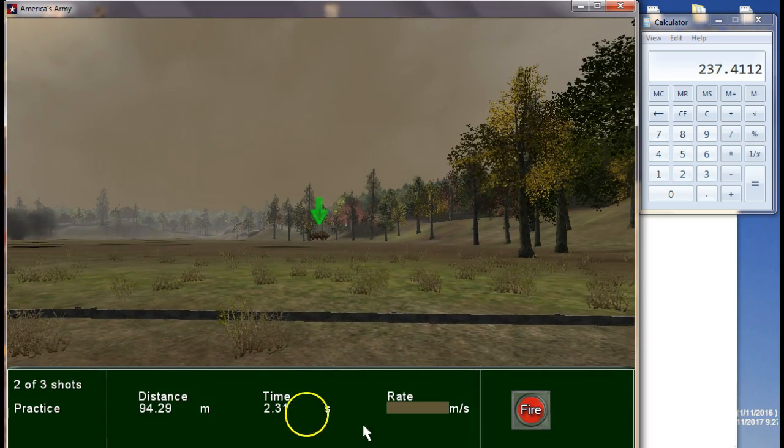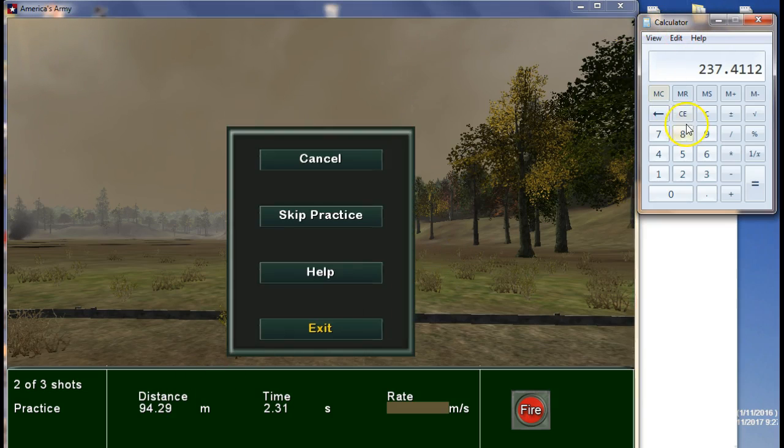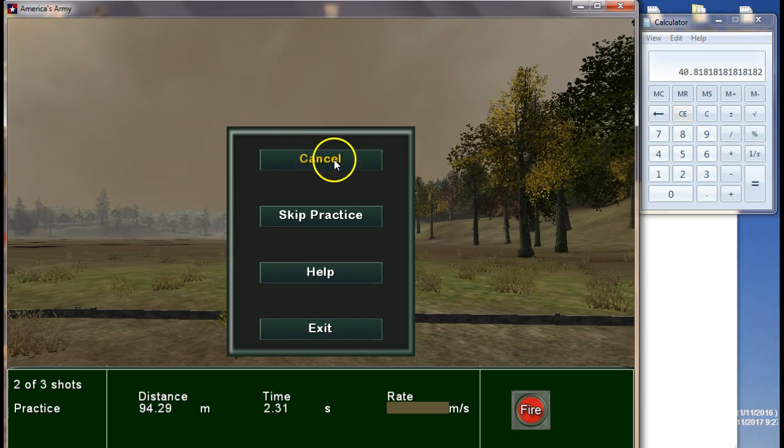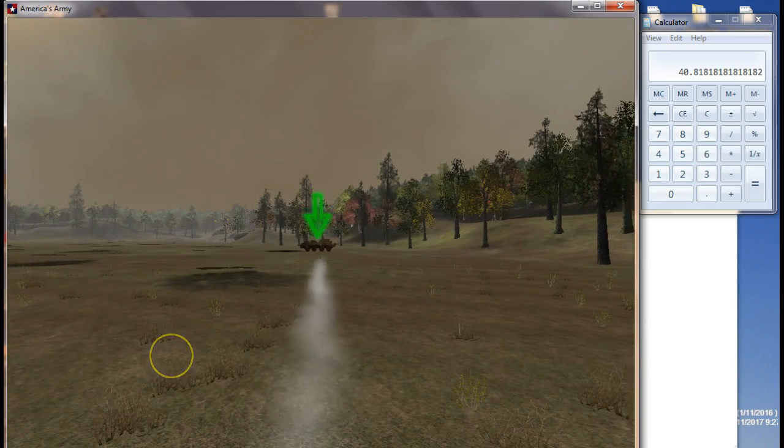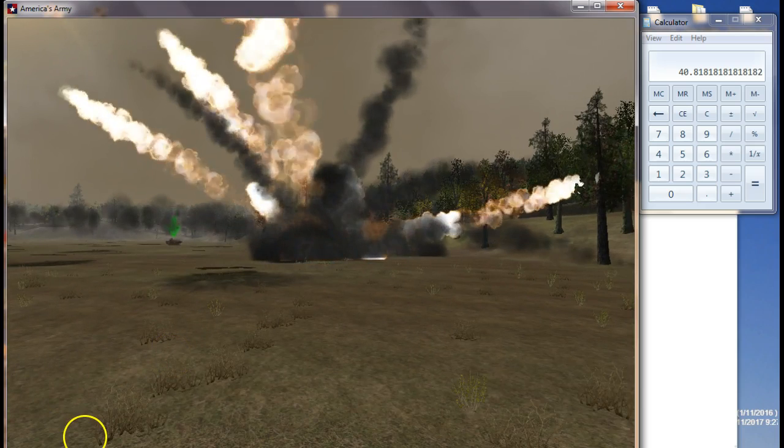Here's our next one. This time they're looking for rate. So I need to use the rate equals distance divided by time. So I'm going to come over to my calculator. So I have distance divided by time. And we'll put my answer in here. Again, being careful to round correctly. So this is 40.82. And fire. And that's how you do this one.